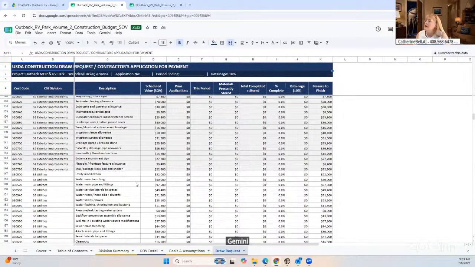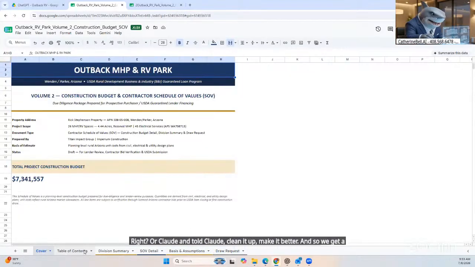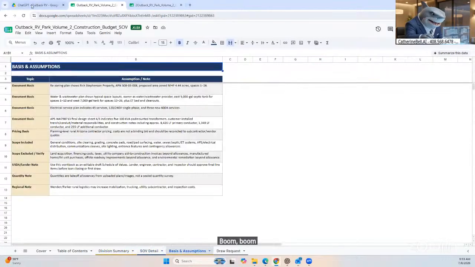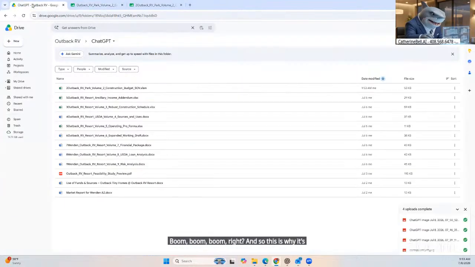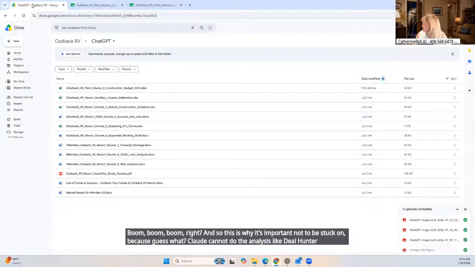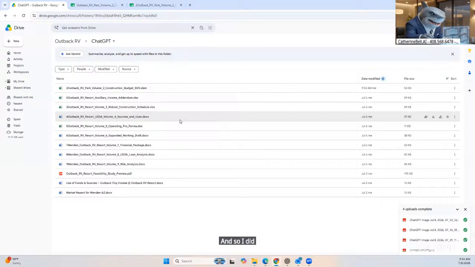We told Claude, clean it up, make it better. And so we get a cover sheet, table of contents, boom, boom, boom. This is why it's important not to be stuck on one tool, because Claude cannot do the analysis like Deal Hunter or like Free Estimates. Claude does not have my knowledge base in it. Claude does not have my brain.